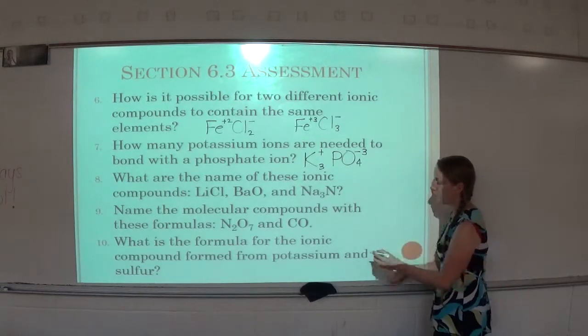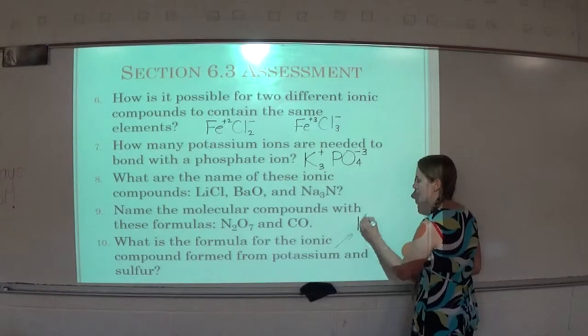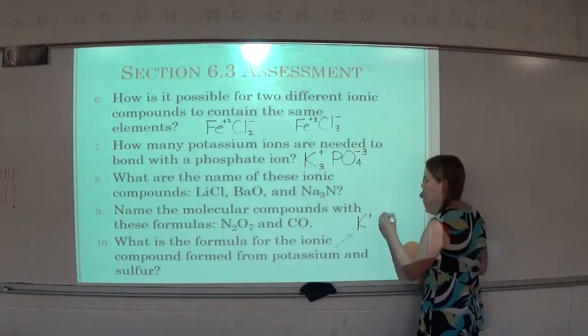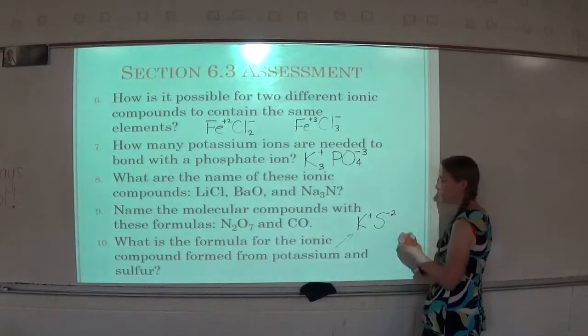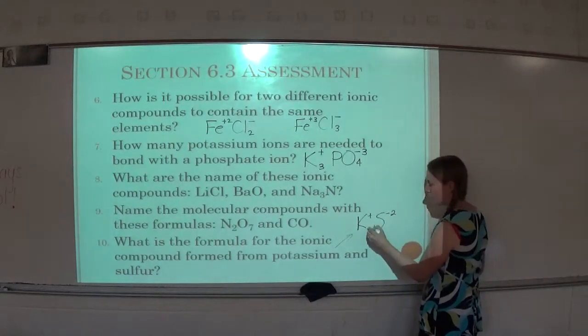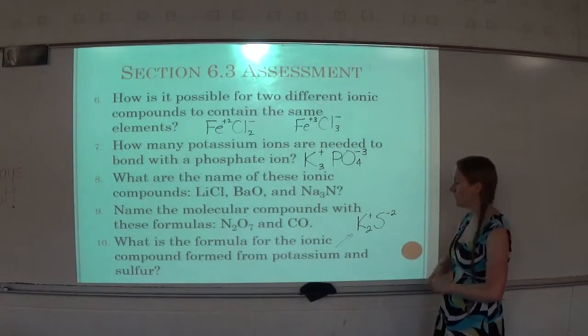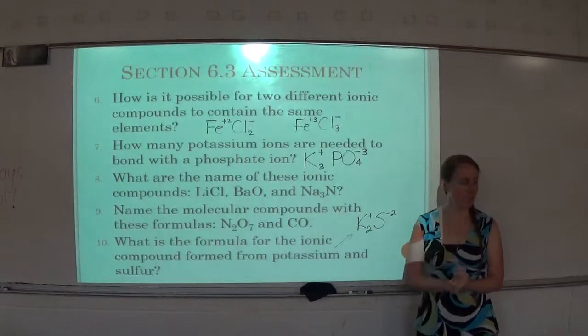And then number 10, what is the formula for the ionic compound formed from potassium and sulfur? Potassium is K, and it has a +1 charge. Sulfur is S, and it has a -2 charge. So we have to take our 2 and cross it down. So our formula would be K2S.